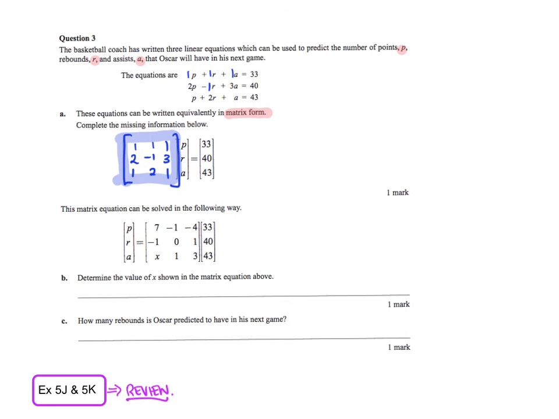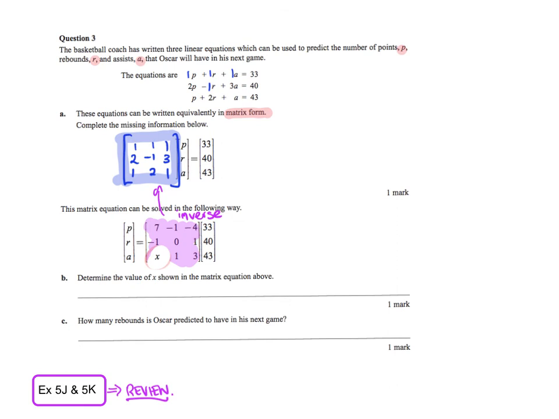Now, it says the matrix equation can be solved in the following way. So here, this matrix here is the inverse. It's the inverse of that, isn't it? Yeah? And can you see they're saying fill in the missing x. They didn't actually write what x was. They want you to find what that number is. So the way I would find that is by finding that inverse in my calculator. So I'll go do that, and you guys do that.